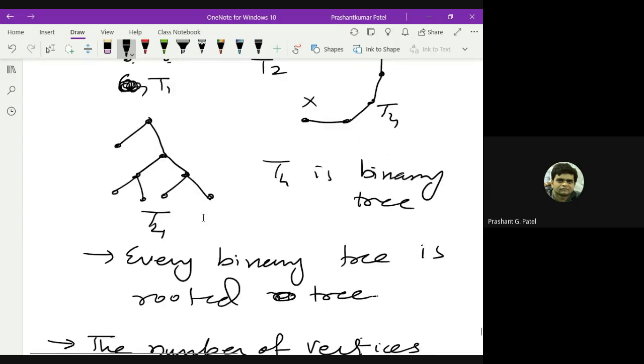For example, in this T4, how many pendant vertices are there? 1, 2, 3, 4, 5. There are 5 pendant vertices. And how many vertices are there? 1, 2, 3, 4, 5, 6, 7, 8, 9. What should be the relation between the pendant vertices and the total number of vertices?